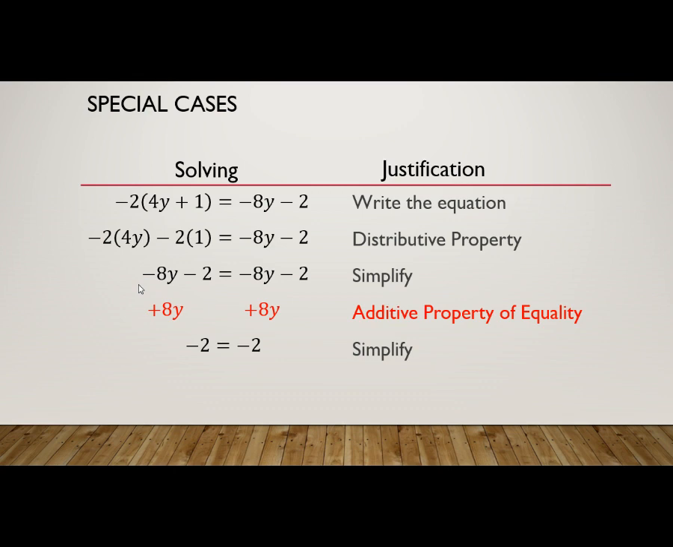So when you're solving, and this time rather than getting some false statement, you get a statement that's always true, that means it doesn't matter what y is, negative 2 always equals negative 2. This is always going to be true. Because of that, there's infinitely many solutions.